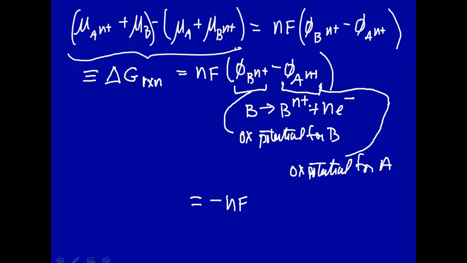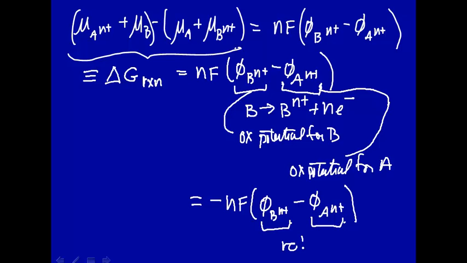So oxidation potential, now if you flip this around, the potential will change sign. So this is minus NF. I'll write it this way, phi Bn+ minus phi An+, where with that minus sign, now we're saying that these are reduction potentials. Somebody decided, I don't know, 20, 30 years ago that we should all talk about reduction potentials. So you don't stop here. We say, okay, these are no longer oxidation potentials. We're going to call these reduction potentials. Bn+, how are you going to reduce that? Potential for reducing.